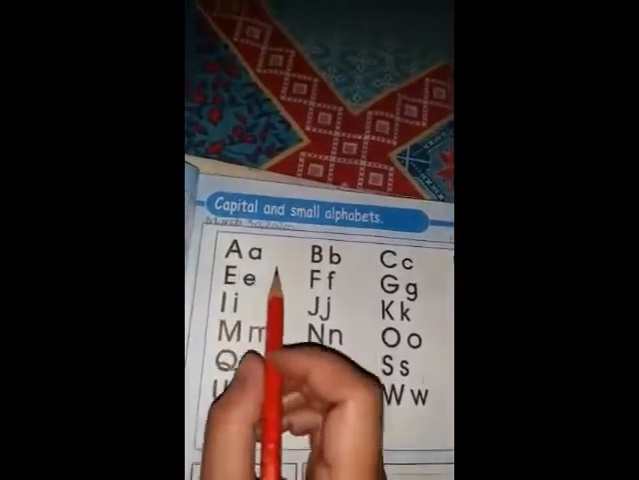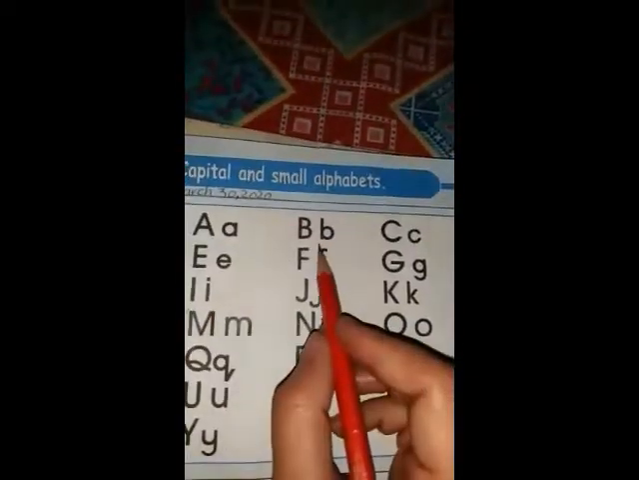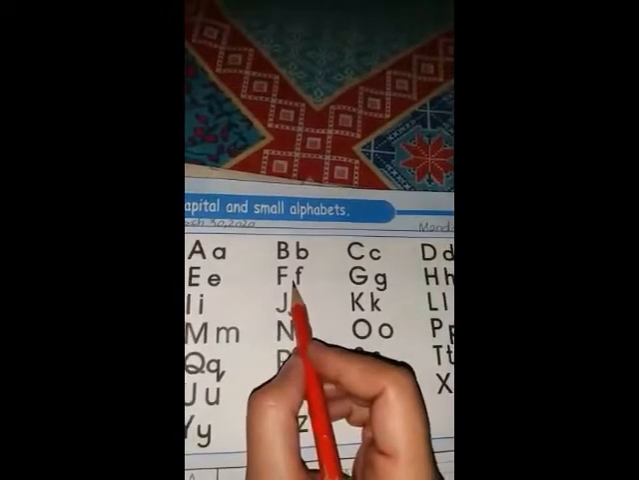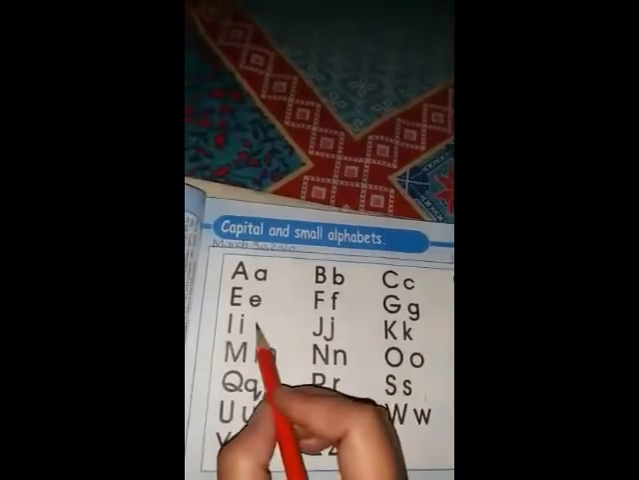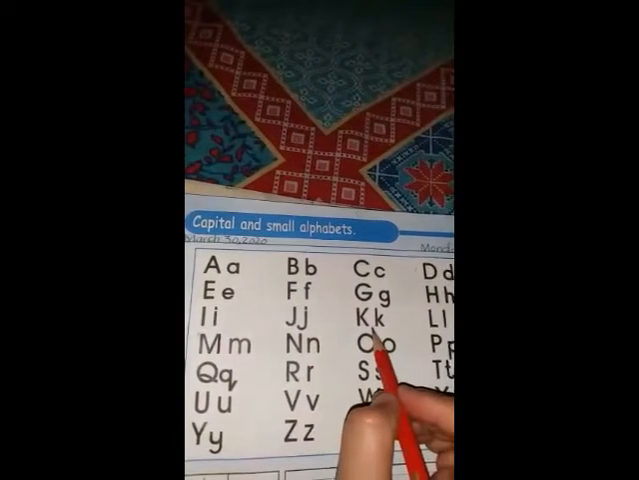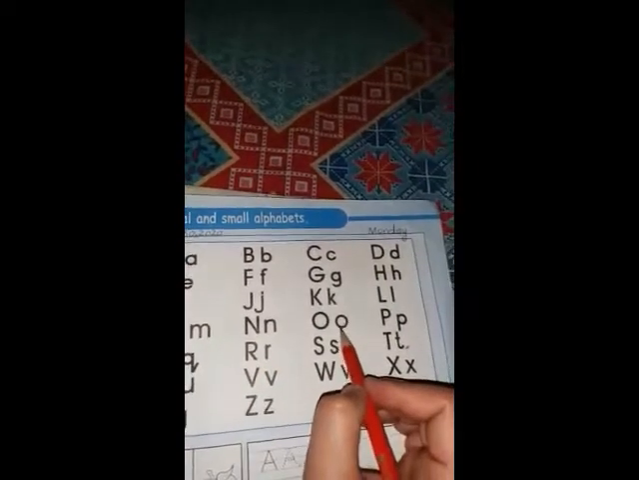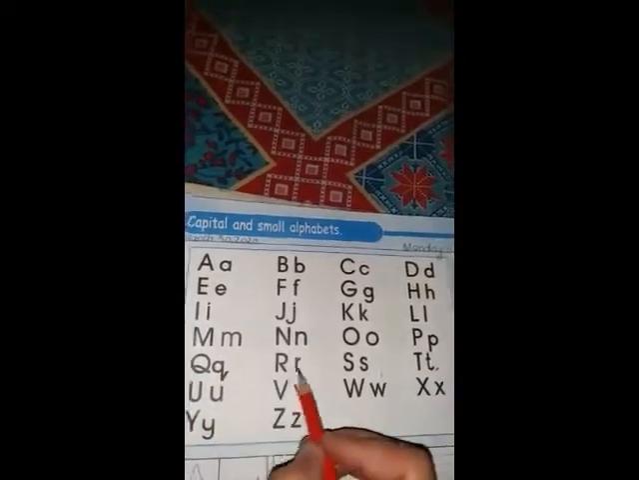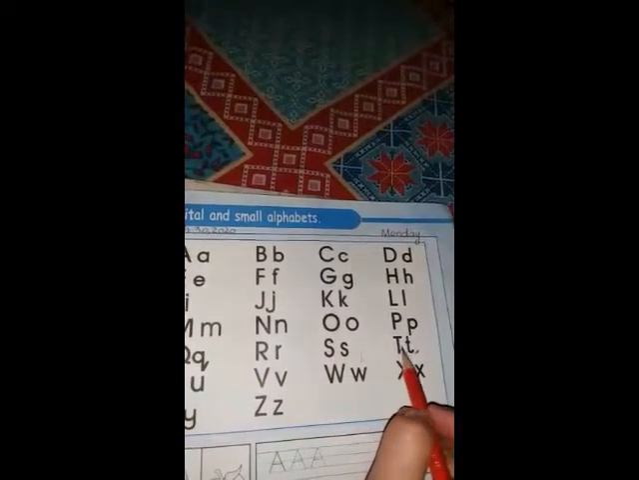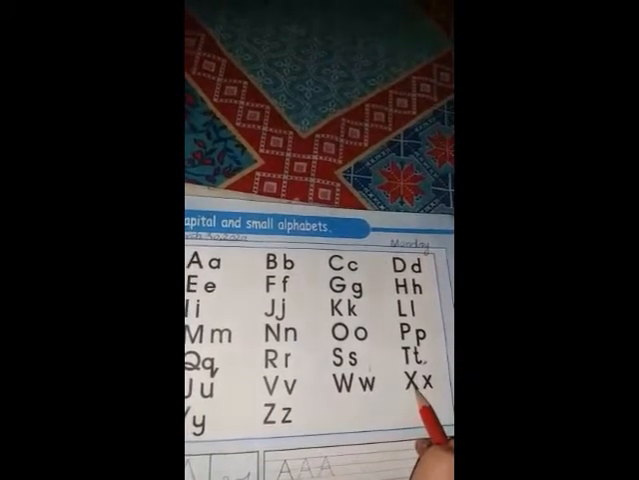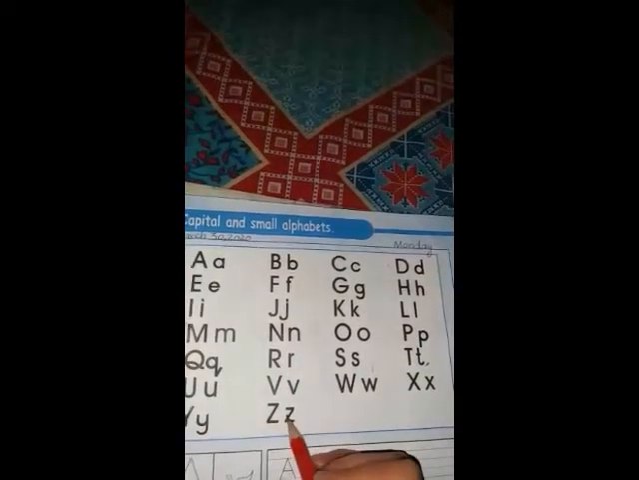Okay, let's repeat again. A, B, C, D, E, F, G, H, I, J, K, L, M, N, O, P, Q, R, S, T, U, V, W, X, Y, Z. Okay, these are small and capital alphabets with sound.